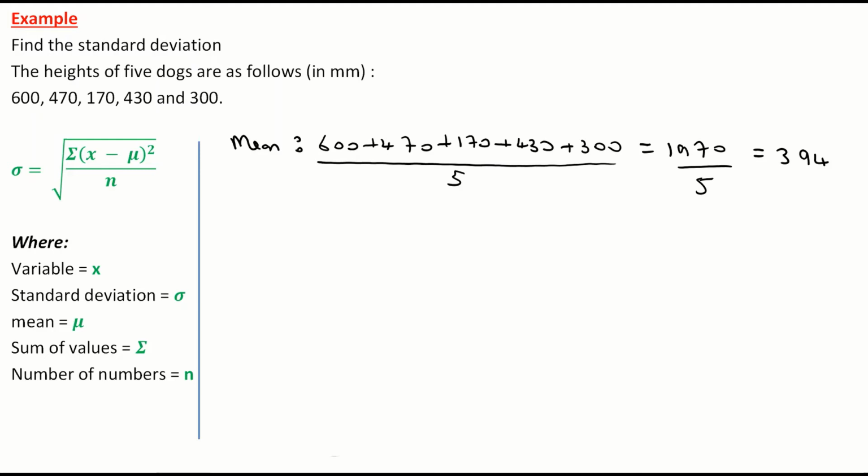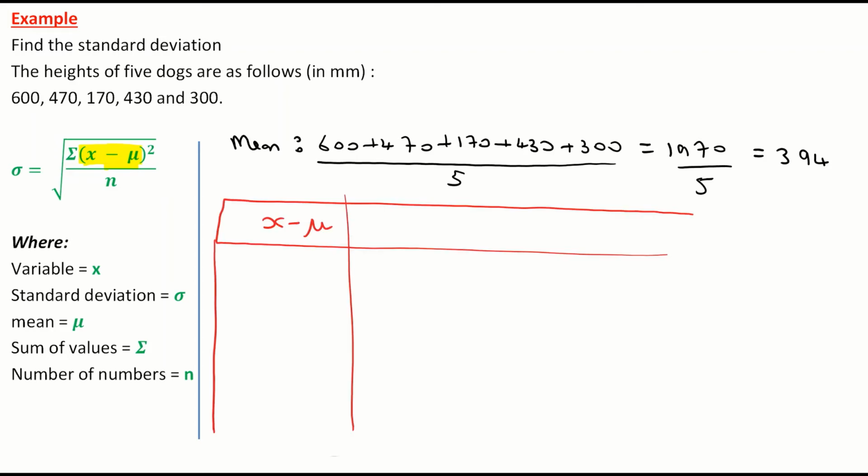Now I'm going to look at my formula here. How do I find my standard deviation? So I'm going to focus in on this part here. See the bit where it says x minus mu, which is the variable minus the mean. So I'm going to do this in a table format, and I'm going to do each one separately.